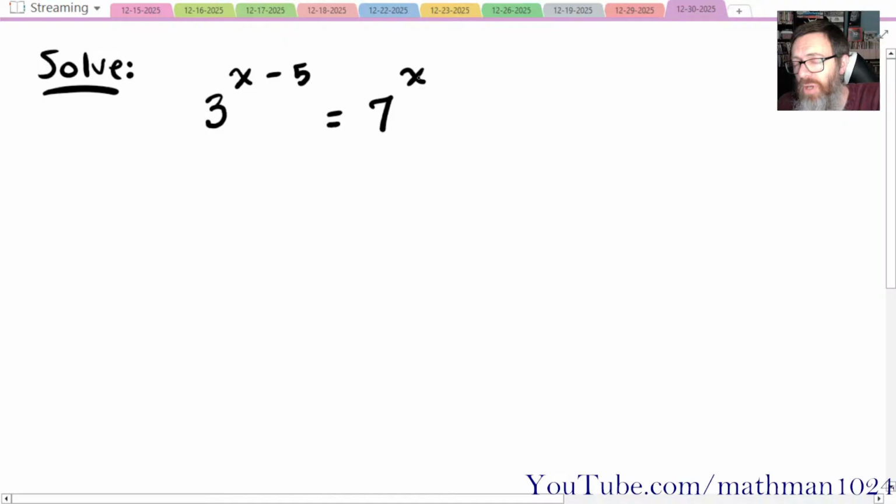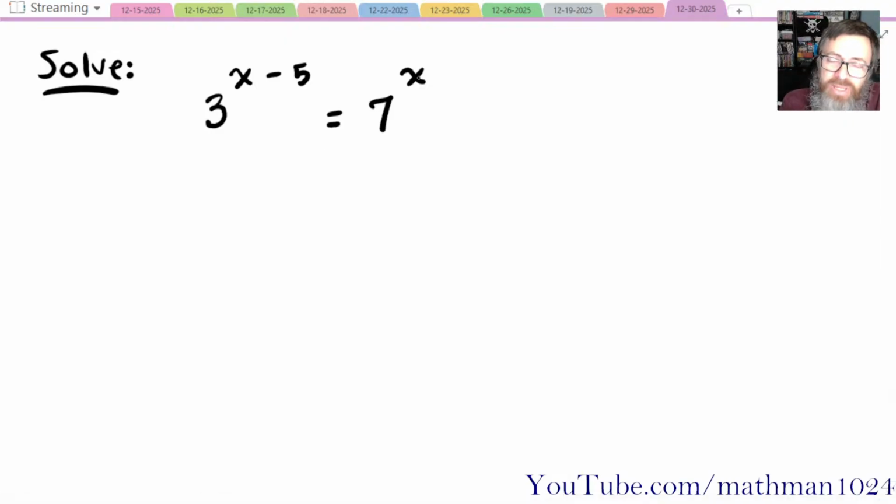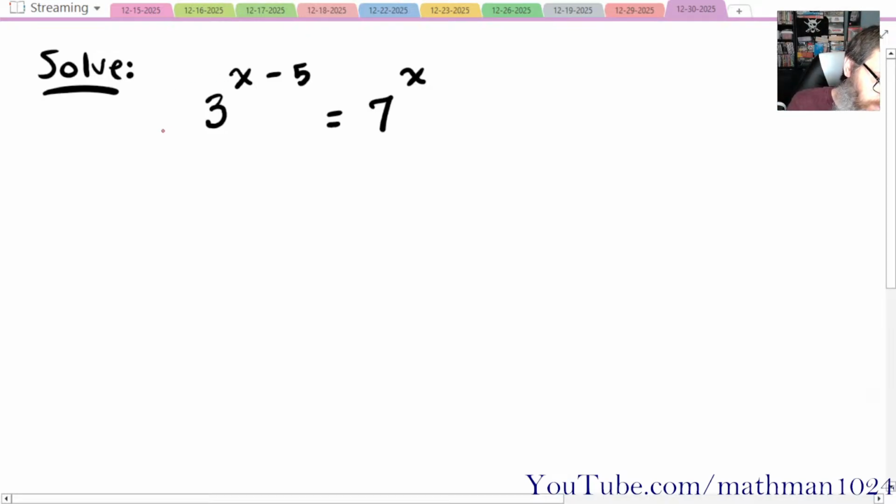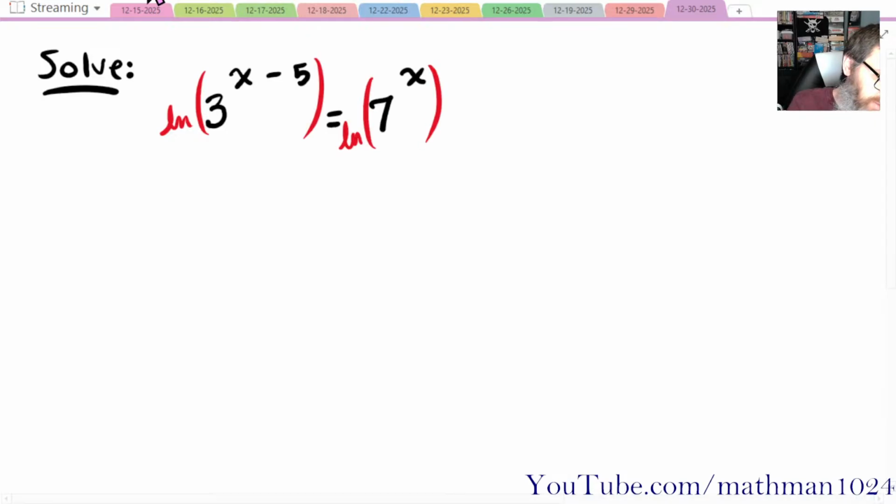Again, you can use common log or natural log, but you have to be consistent. Whatever log you apply on one side, you have to apply the same log on the other side. So I'm going to do this, the natural log on the left and the natural log on the right. And again, the reason that we're applying the logs is so we can use that property of logarithms that will allow me to take the power inside and bring it out in front.